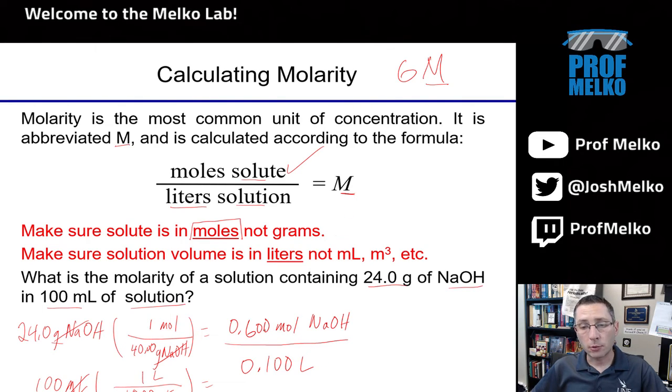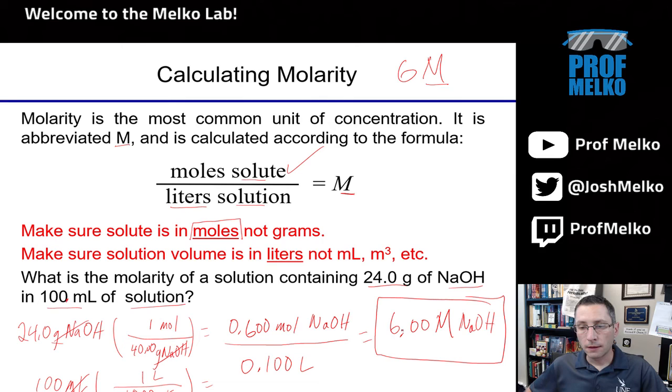So my molarity overall is 0.6 moles divided by 0.1 liters, or 6.00 molarity NaOH. Okay, so that's how I would express this final answer: the number to 3 sig figs, 6.00 capital M for molarity NaOH. So that's molarity. Again, for molarity, make sure you have moles of solute, liters of solution. Always convert grams to moles of solute. Always convert solution to liters before you try to divide out this ratio.